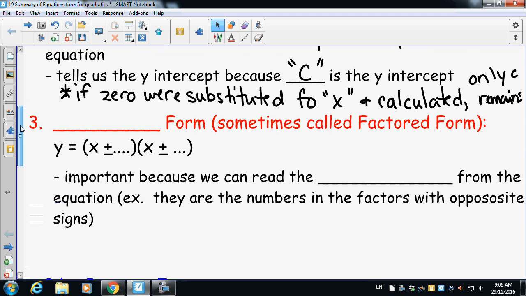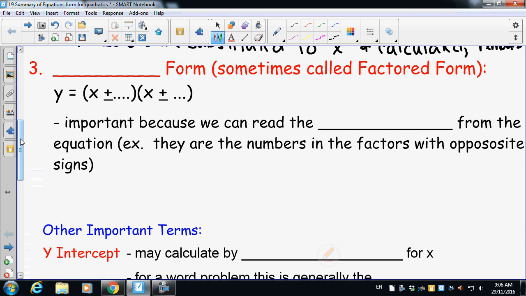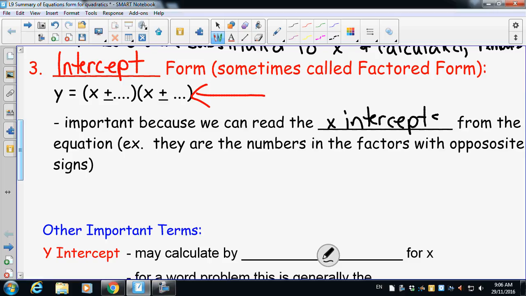The last form of the equation is intercept form, also known as factored form sometimes, because it's when we get our factors and all that factoring practice we've been doing. This is very, very important because if you did that graphing assignment that we just finished up with last week, you should have noticed that we can read the x-intercepts directly from the equation without having to make the graph when we know the factors. They're the numbers in the factors with the opposite signs. Oh, typo. Let's fix that. Opposite signs.